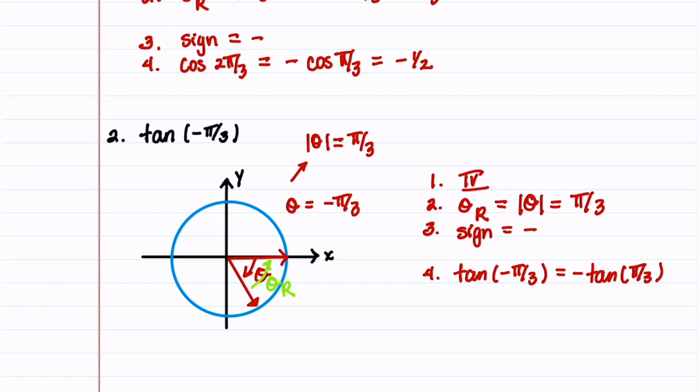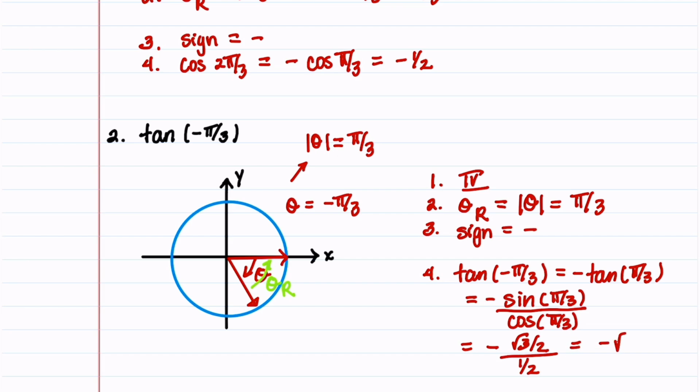And we usually don't have the tangent functions memorized, so let's write tangent in terms of sine and cosine. So this is minus sine pi over 3 divided by cosine pi over 3. Sine pi over 3 is root 3 over 2. Cosine pi over 3 is 1/2. So that leaves us with an answer of minus root 3.